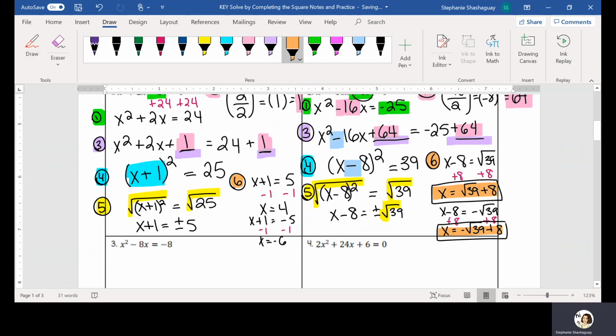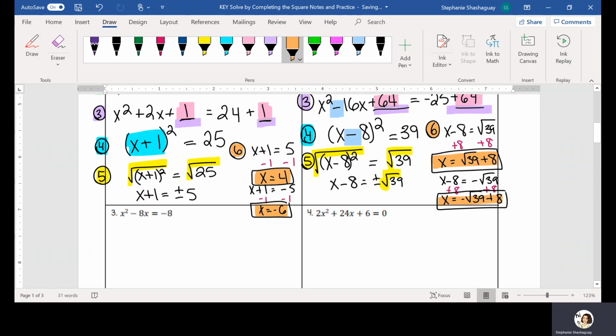Okay. Again, we will be leaving these in radical form. So if you have the square root sign, that means it's going to have the radical. That is the radical. So just be used to using that notation because we don't want to use decimals. We want to use the radical form.